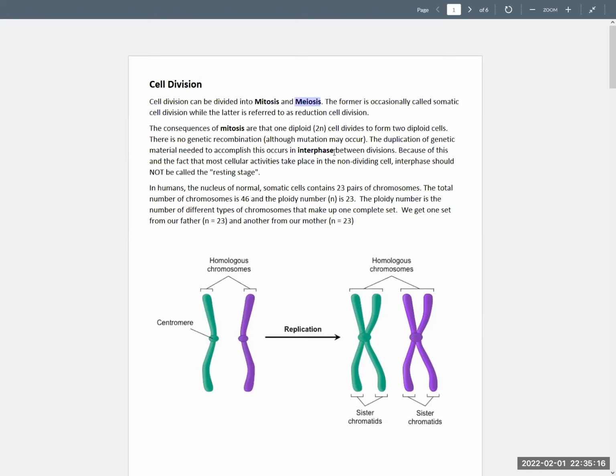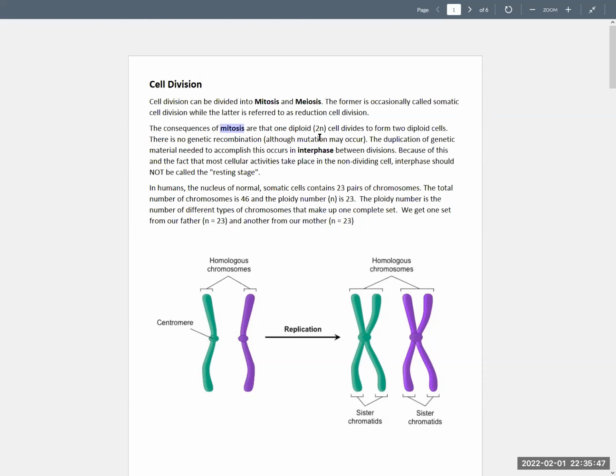The consequences or the outcomes of mitosis is that one diploid cell, now a diploid cell is one that has 23 chromosomes from your mother and 23 chromosomes from your father. Diploid is abbreviated 2N. Mitosis leads to one diploid cell forming 2 diploid cells. There's no genetic recombination.